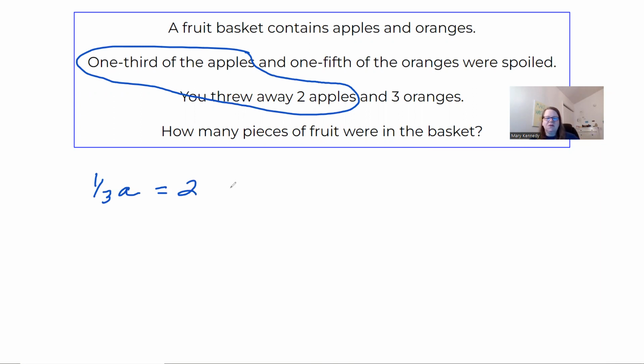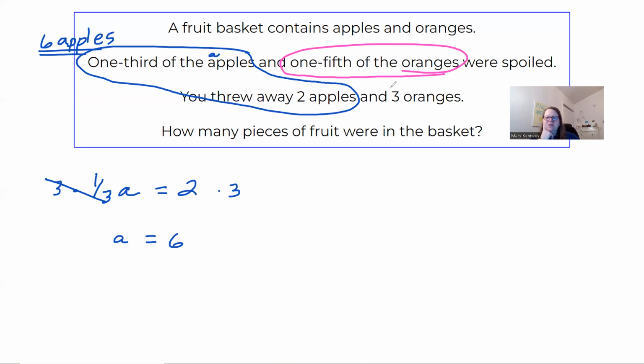Remember, is equals. So 1/3 of it, I'm going to call apples, call that A variable. So I would multiply both sides of the equation by 3. And so that would mean there were 6 apples. So 6 apples to begin with. A third of them would be 2 of them, and 2 were rotten, and we threw them away.